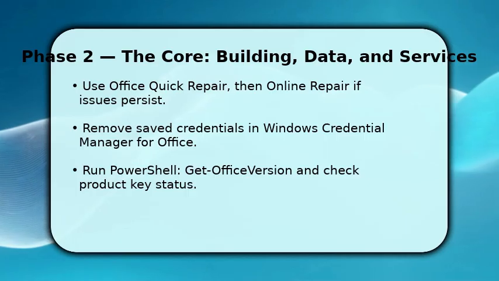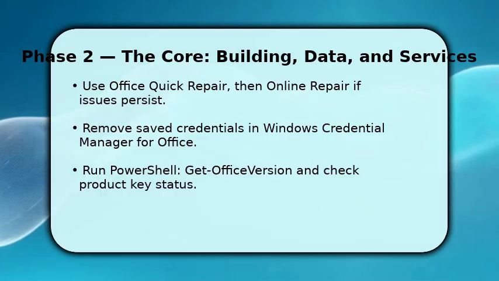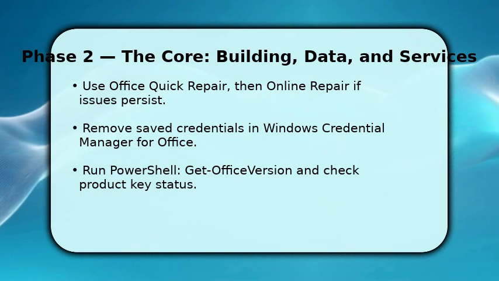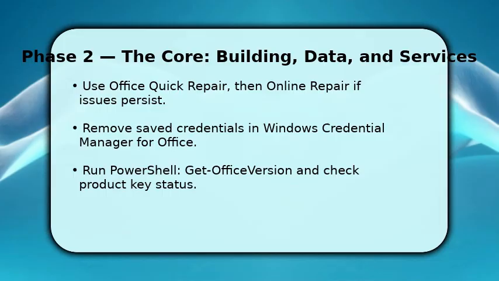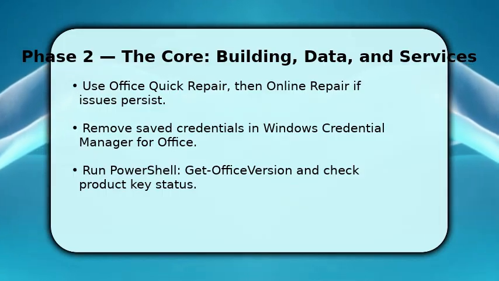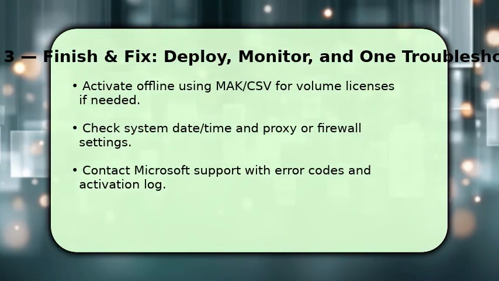Finally, run basic diagnostics, Office Activation Troubleshooter or PowerShell checks to confirm product state. You complete activation by finalizing settings and checking common blockers. If online activation still fails, try offline activation for volume licenses or reapply the product key.